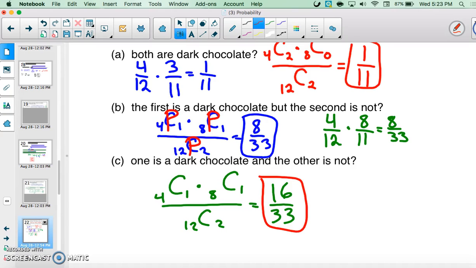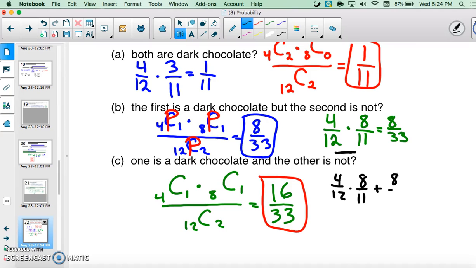You could do this with fractions as well. If you just want to see it quickly, it would look like 4 over 12 times 8 over 11, which is like it did above. And then you're adding it, because that's the probability for the first dark chocolate, and then you're adding it to the probability for the next chocolate.